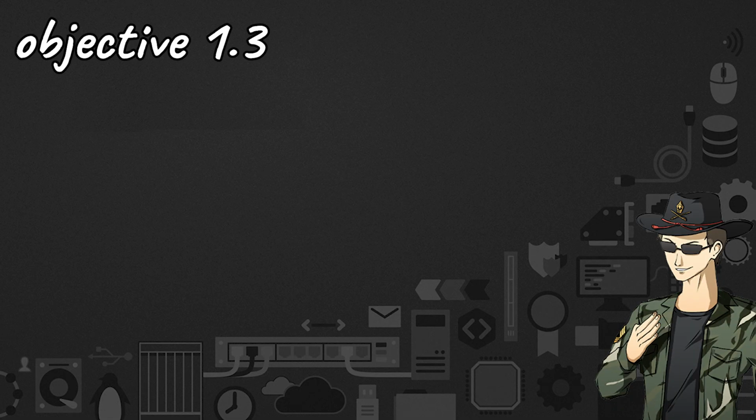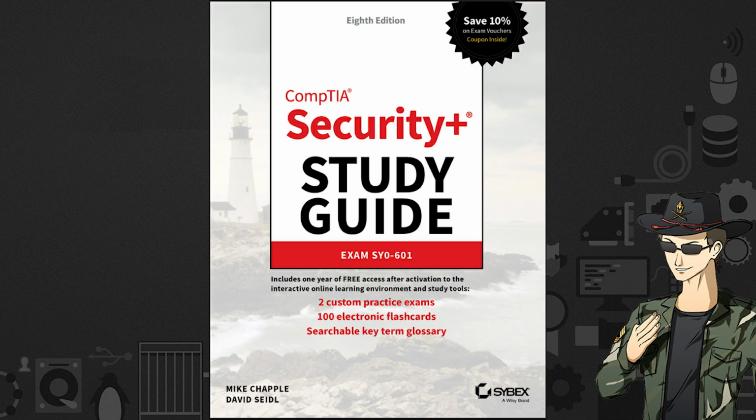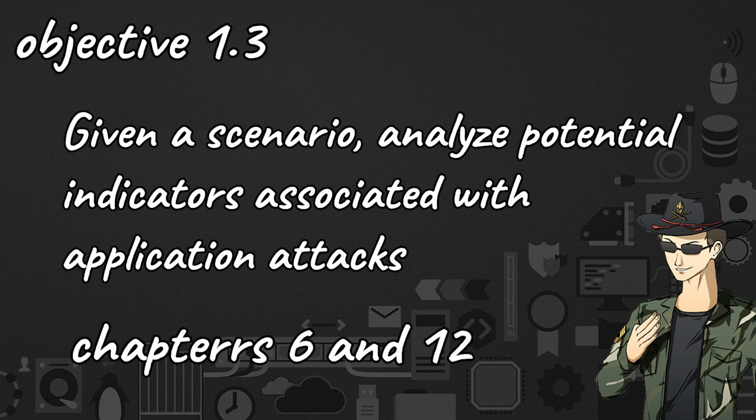And on this one, we're on objective 1.3, where given a scenario, we analyze potential indicators associated with application attacks. This is covered in our textbooks that we use here at Panola, the CompTIA Security Plus, where we work through the objectives of the CompTIA Security Plus exam SY0-601. And we're covering topics covered in chapters 6 and 12 inside of this objective.